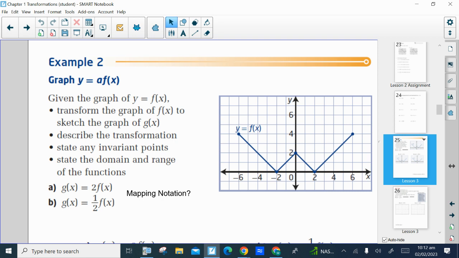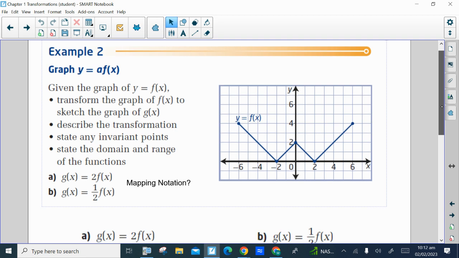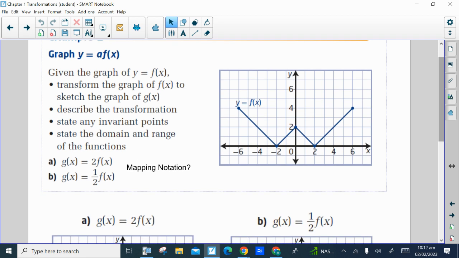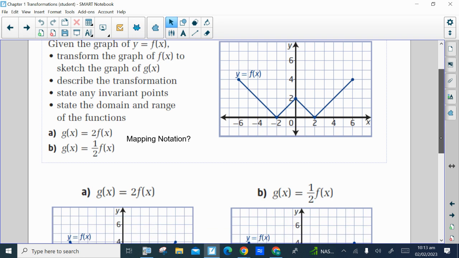So you have to memorize all this stuff. There's no two ways around it. So let's continue doing some more practice. The graph of f(x) is given. Transform the graph of f(x) to sketch the graph of g(x). It asks us to describe the transformation, state any invariant points, and also we're going to add the domain and range of the functions. And now as well, we're going to do the mapping notation.